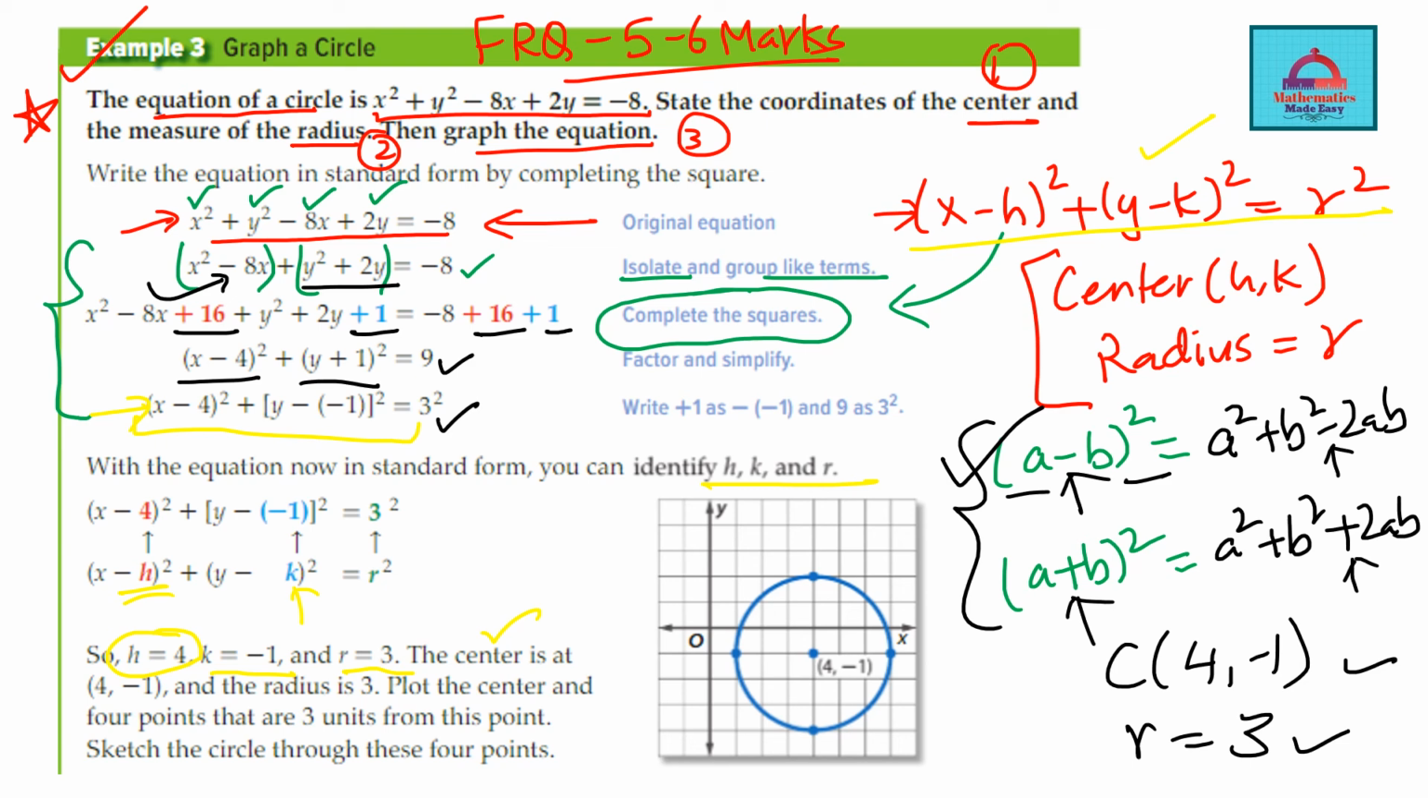Now radius is 3, so you go 1, 2, 3 units up, this point. 1, 2, 3 units right, this point. 1, 2, 3 units left, this point, and 1, 2, 3 units down, this point. So these 4 points, join them with a circle after you plot the 4 points, and those are 3 units from the center. So that's the sketch of the circle, that's the graph of the circle, and that was the last thing asked here. So long question, very important, and it will come for 5 to 6 marks.